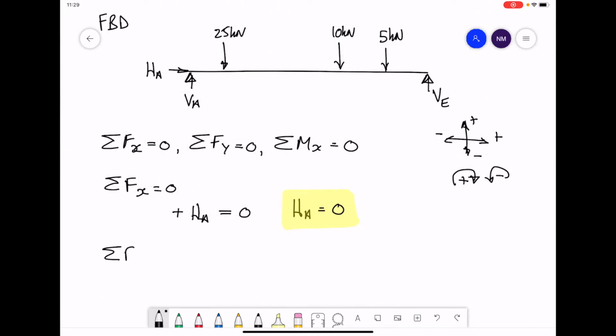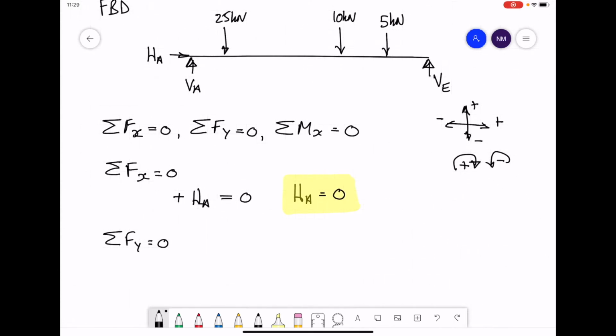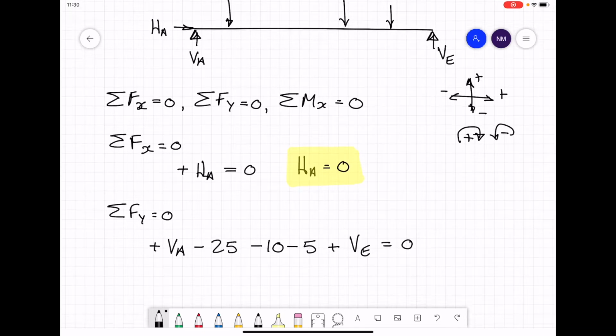Now apply the second equilibrium equation. Forces in the y direction must add up to give you 0. So going from the left hand side, we have VA, positive, going upwards, minus 25 going down, minus 10 going down, minus 5 going down, plus VE at the end must add up to give you 0.